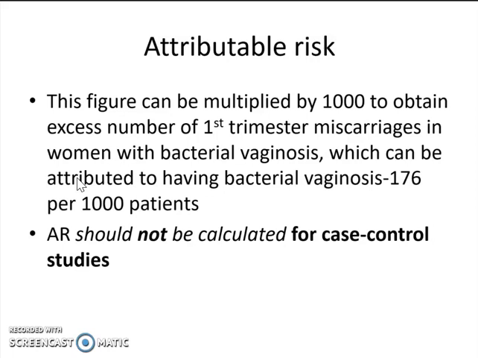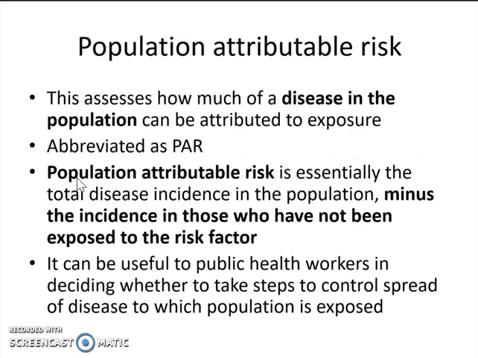AR should not be calculated for case control studies. Population attributable risk assesses how much of a disease in the population can be attributed to exposure. PAR is essentially the total disease incidence in the population minus the incidence in those who have not been exposed to the risk factor. It can be useful to public health workers in deciding whether to take steps to control spread of disease to which the population is exposed.